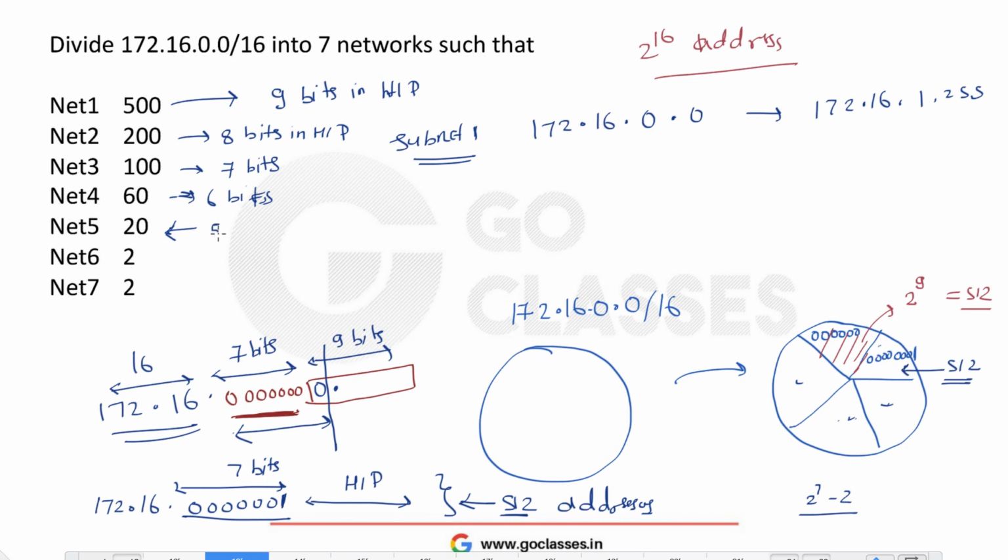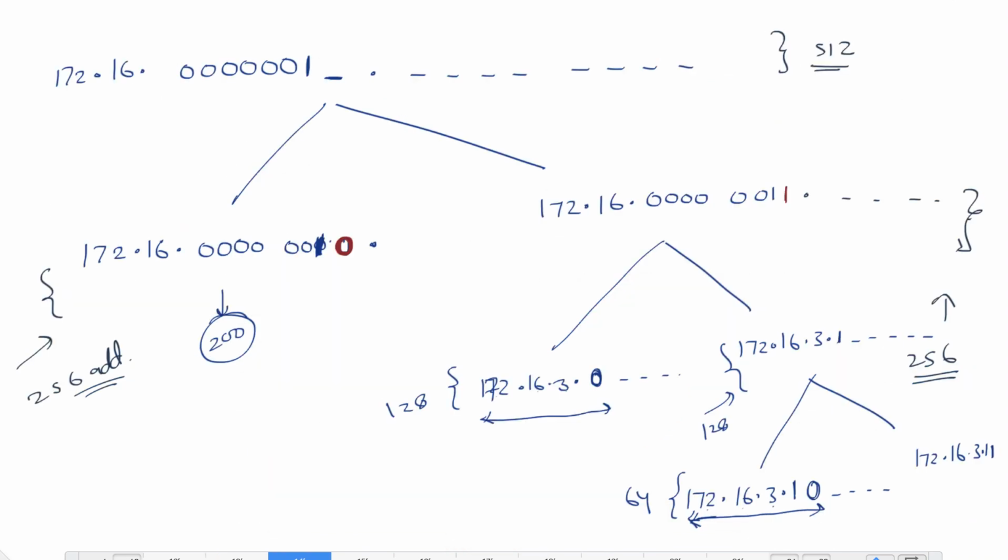5 bits, right? You need 5 bits. So you need 20 addresses. Now here, just see, you have 64 addresses which are consumed. Here again you have 64 addresses. So let me divide these 64 into two parts, which is basically 32 and 32.